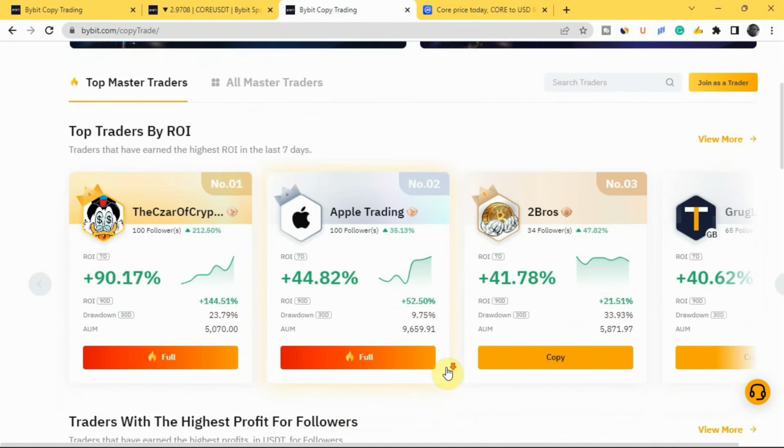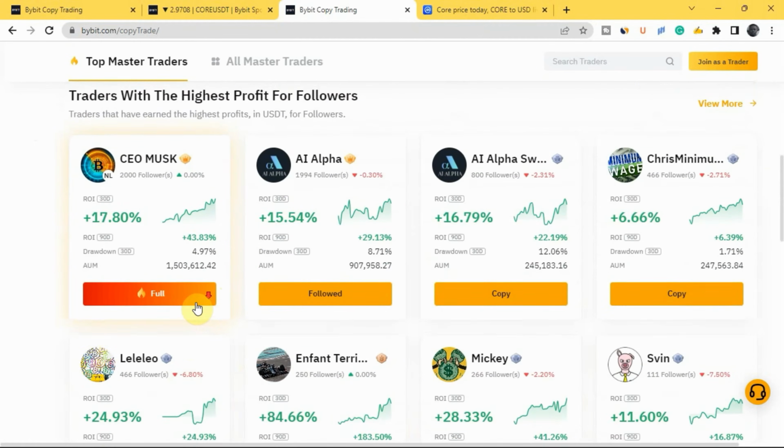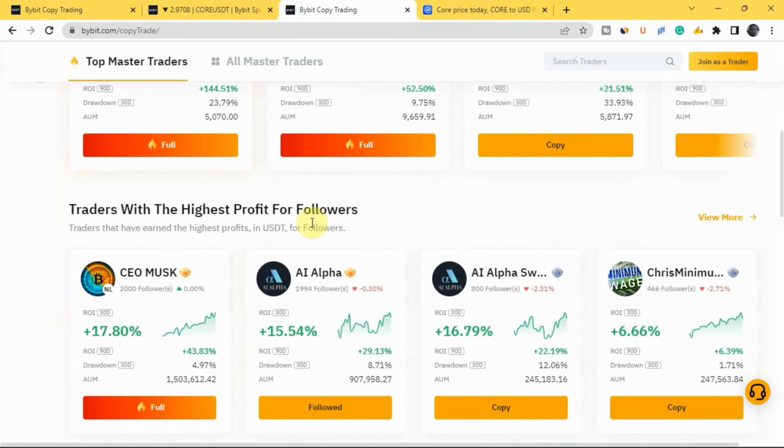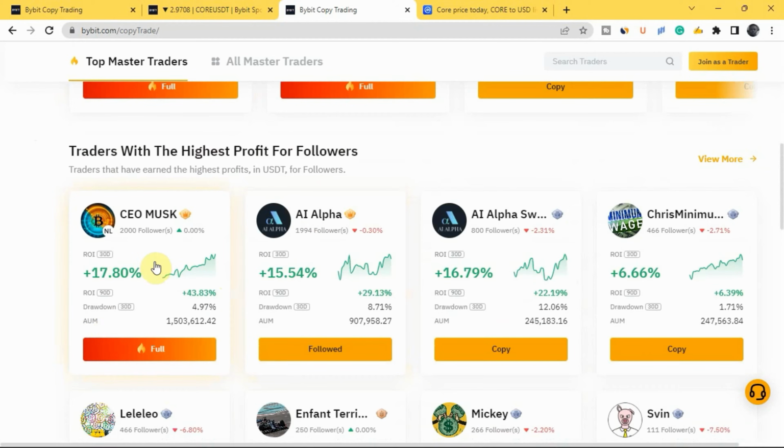Where you're going to find a lot of people with the highest amount of assets under management is where you have traders with the highest profit for followers. If you see this person right here, CEO Musk, the assets under management is $1.5 million. So you can say this person is a professional trader or a top trader. And this person right here is handling $907,000 worth of assets. This person is handling $245,000 worth of assets. So I will advise that these are the kind of traders that you should follow, traders that have a huge amount of assets under management, because it is proven that these kinds of people are trading a lot of money and they are professional traders.